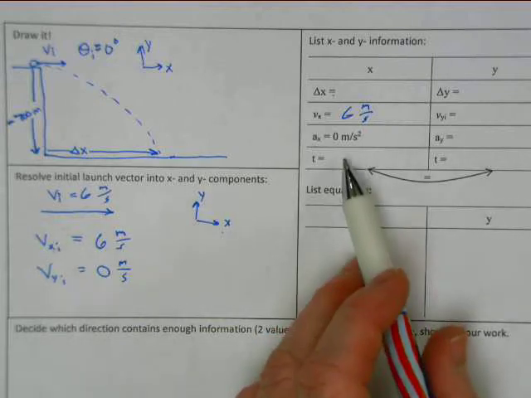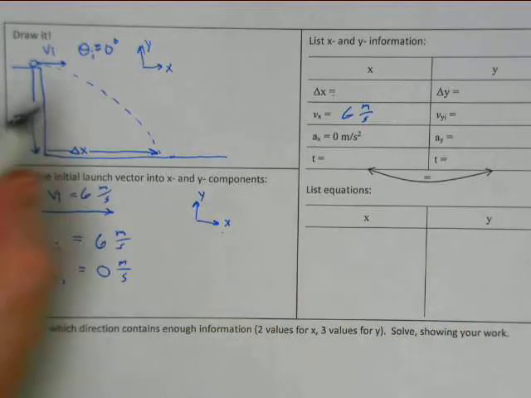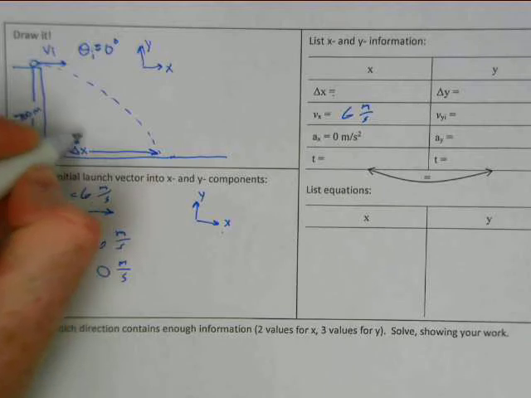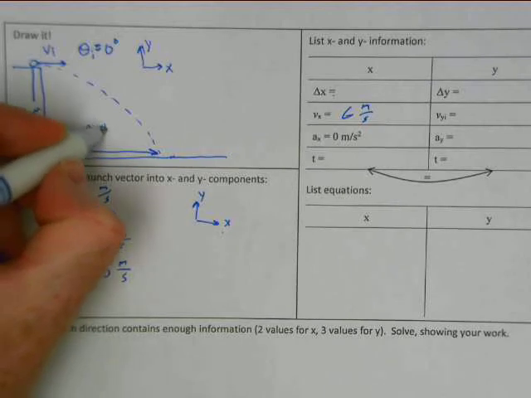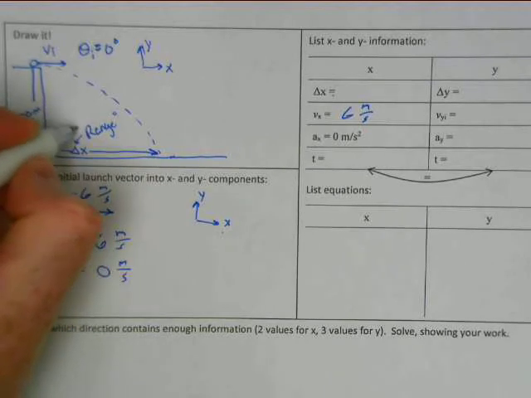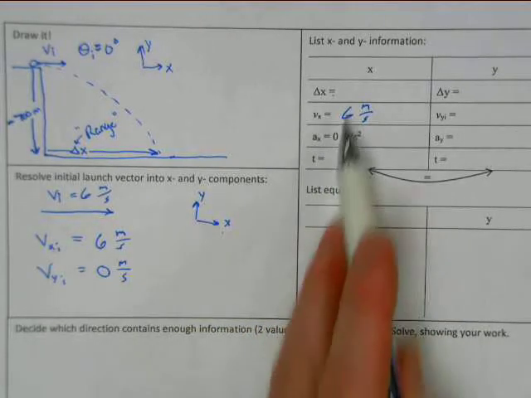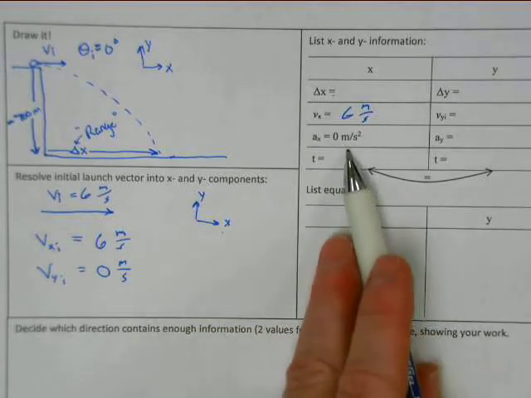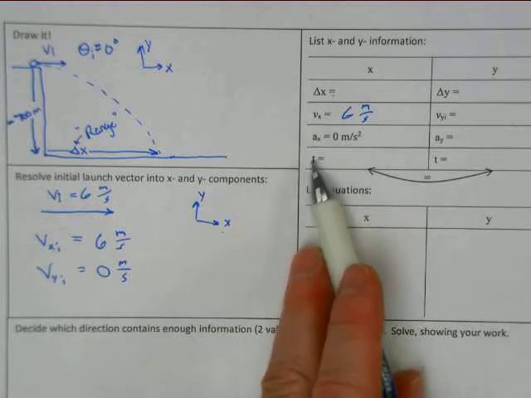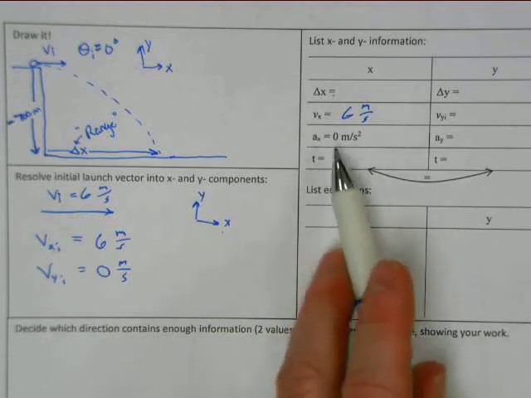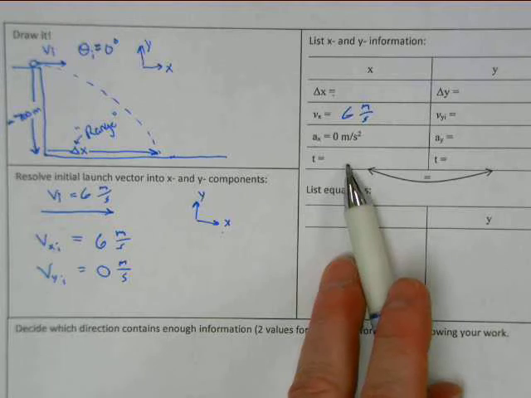And I'm probably, since that's the range, this thing right here is the range. That's what I'm looking for. That's a quantity in the x direction. I'm going to have to do a calculation with stuff in the x direction, but I'm going to need the time. I guarantee you, I'm going to need the time.